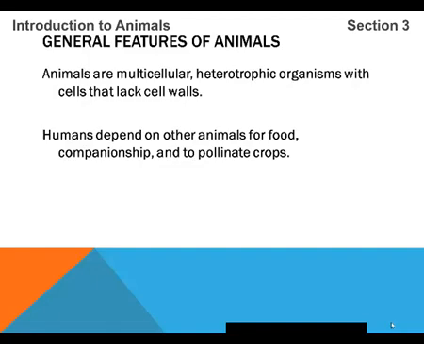If you were to take your finger and push on your arm, you notice that your skin indents. With your cells being made up of a cell membrane instead of a wall, it's easier for your cells to move. Humans depend on other animals for food, companionship, and also to pollinate crops. For example, bees.